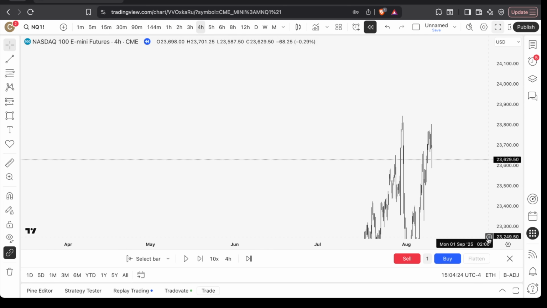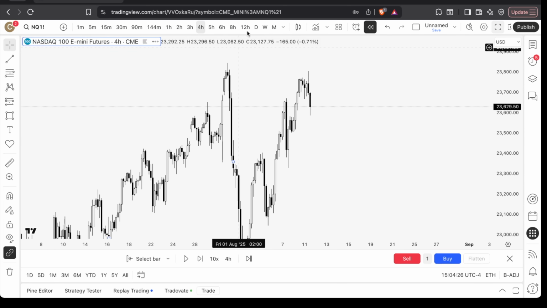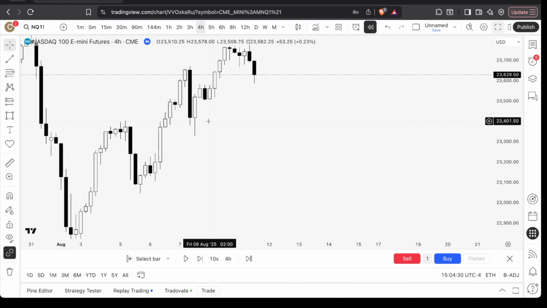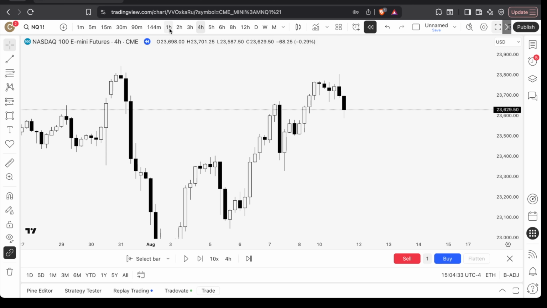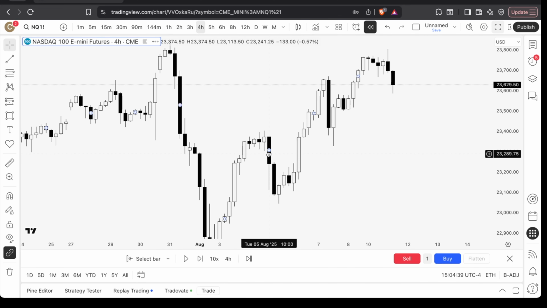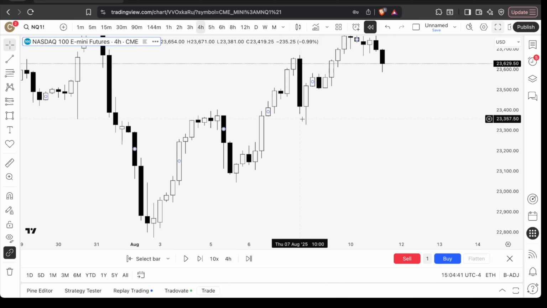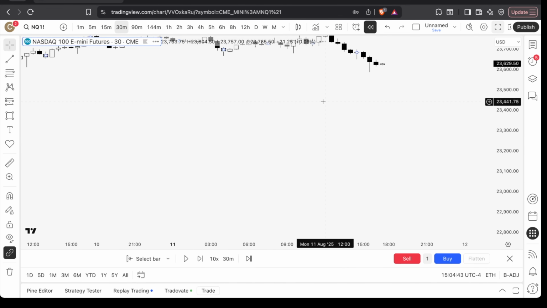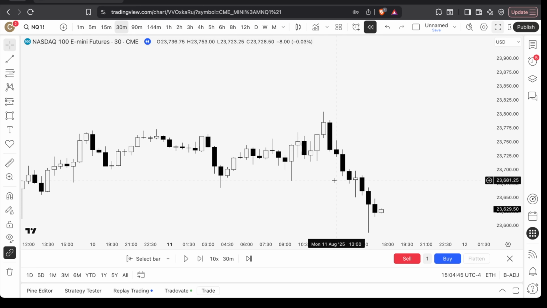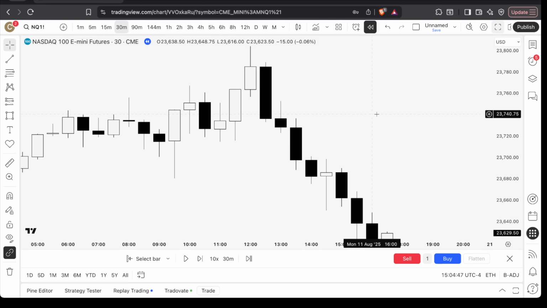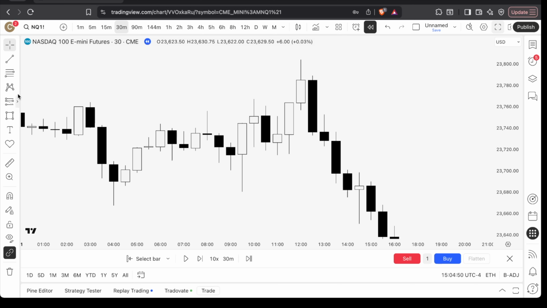Let's go again to 4 hours. Once again, 4 hours is the best one to search for these type of trades. Going down to smaller time frames, you have to be a little bit more experienced, but it works also. Even if you go 30 minutes, you can see right here, you can see it happening a lot of times.